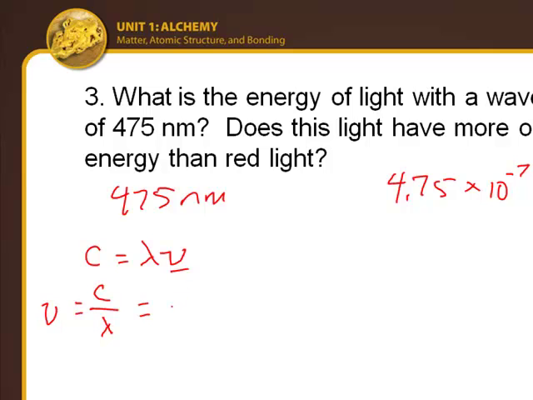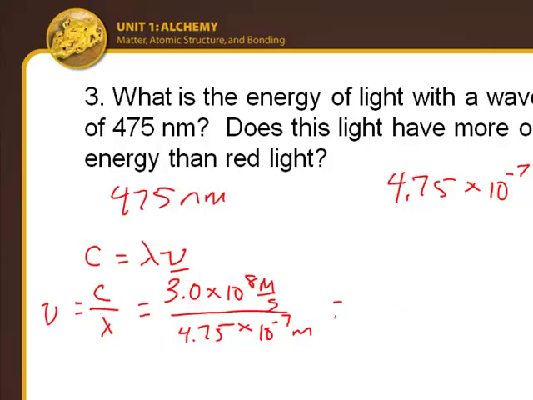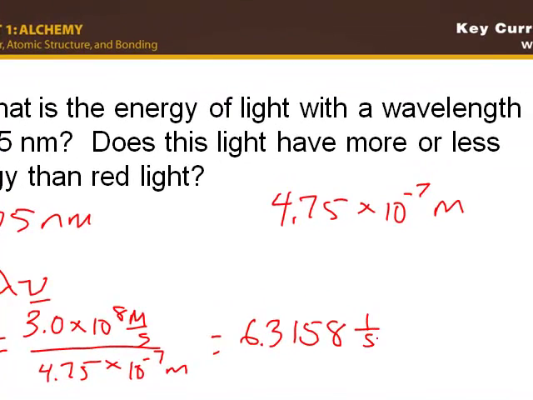c is a constant. We look up the constant in our paper, 3.0 times 10 to the 8th meters per second. And the lambda is 4.75 times 10 to the negative 7th meters. We plug this into our calculator, 3 EE 8 divided by 4.75 EE negative 7. And this gives us a frequency value of 6.3158, and that is 1 over second.